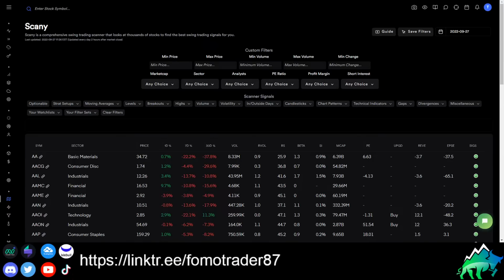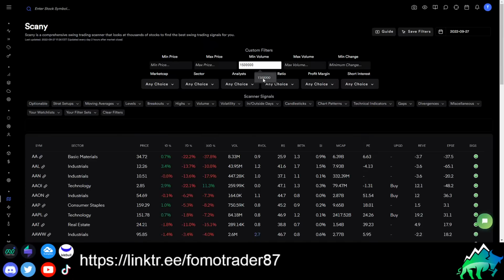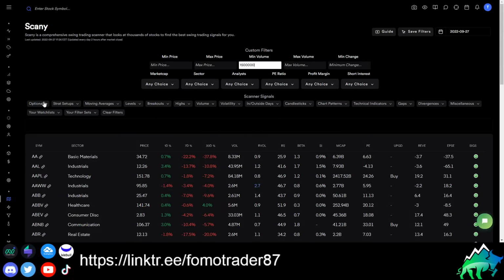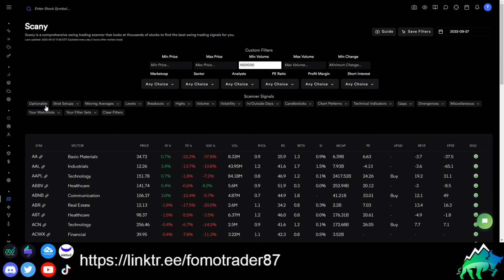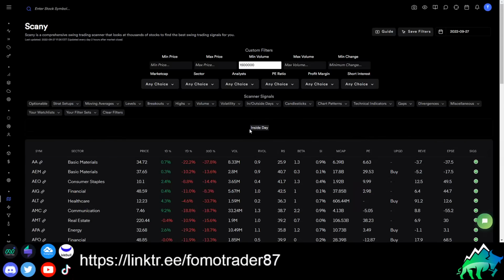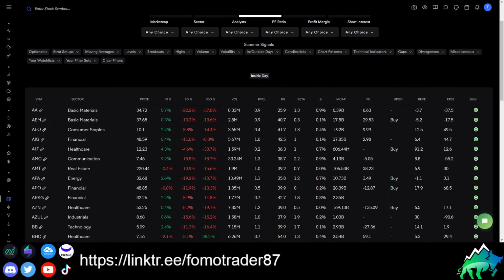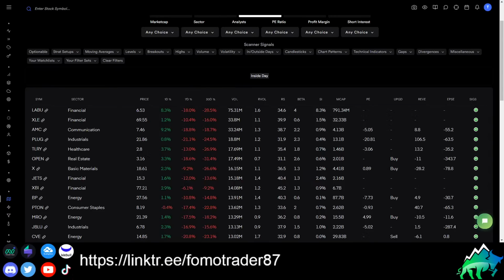So what I typically do is I like to trade inside bars and outside bars from the daily time frame. So in order to pull those up, the first thing I would like to search for is a minimum volume of 1.5 million. So 1,500,000 is what I'm going to enter into the volume. Then I am going to make sure that it is an optionable ticker by clicking optionable, and then we are going to search for inside day or inside bar. Then I am automatically going to sort from greatest to least volume.